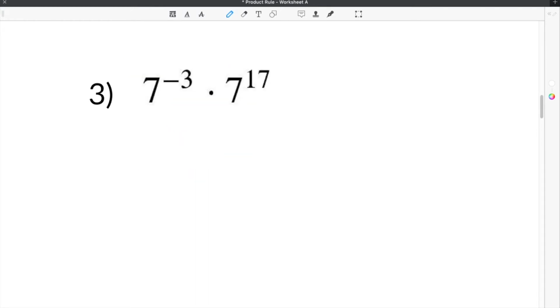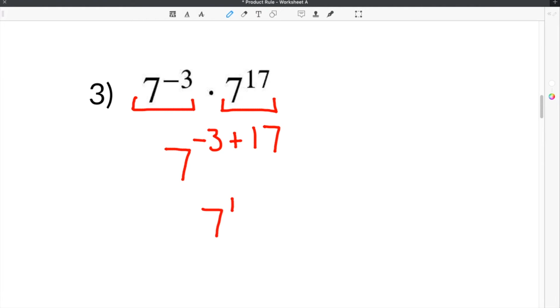The final example that we're going to go over shows when we have a negative exponent. Just because we have a negative exponent does not mean the rule changes. We still have a base of 7. Because the base is 7 for both of these, we're going to add the exponents. So we're going to keep the base, and then add negative 3 plus the exponent of 17. When you add negative 3 plus 17, you get 14, and that's going to be your answer. So the key takeaway here is that just because we have a negative exponent does not change the rule. The rule will stay the same.